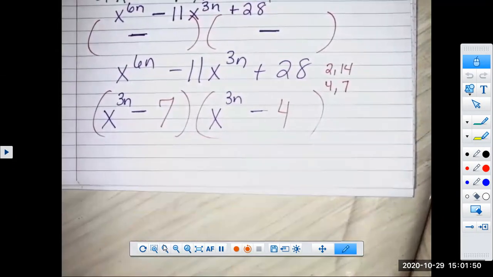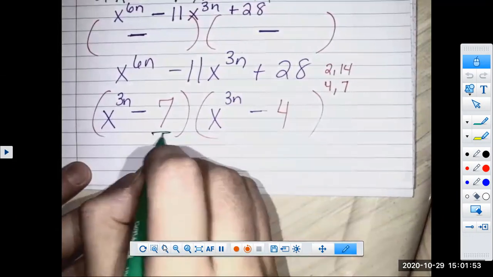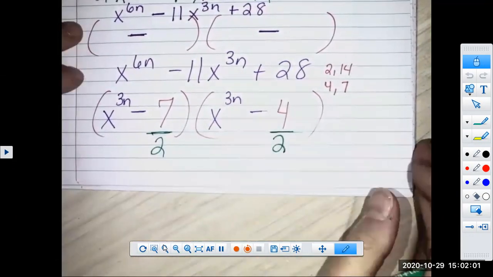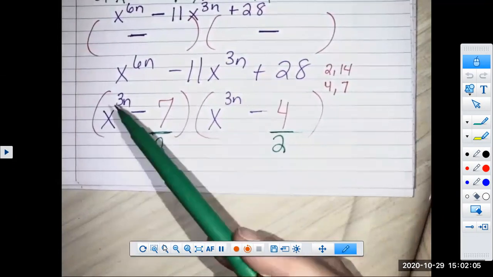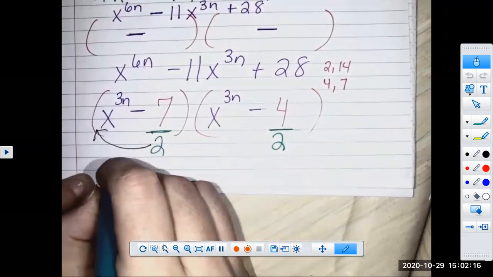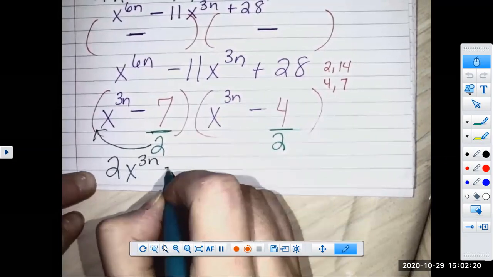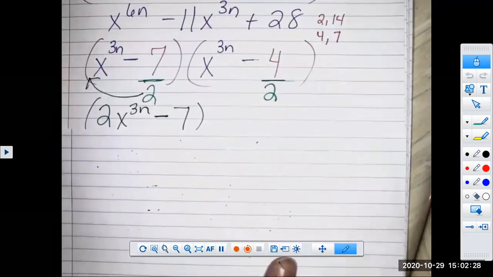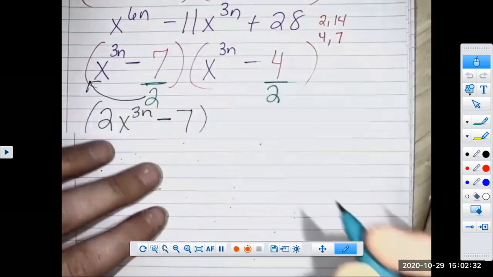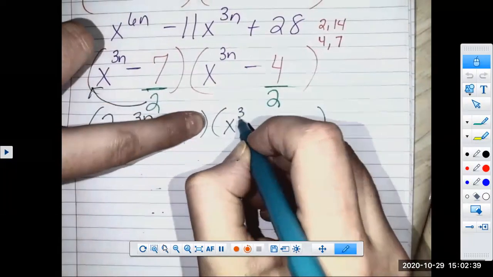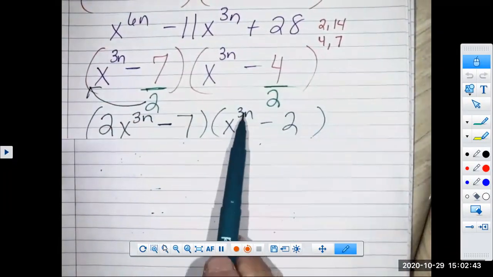Now, what's our last step that people, including me, forget to do? You have to divide 7 and 4 by what? 2, that number that we took and multiplied. This will not simplify, so where do you move to? Good, you have to move 2 in front of that x. So you get 2x to the 3n minus 7 in that first parenthesis. And this will reduce to what? What's 4 divided by 2? Or what do you get? 2. So that completely reduces to 2. So you get x to the 3n minus 2.